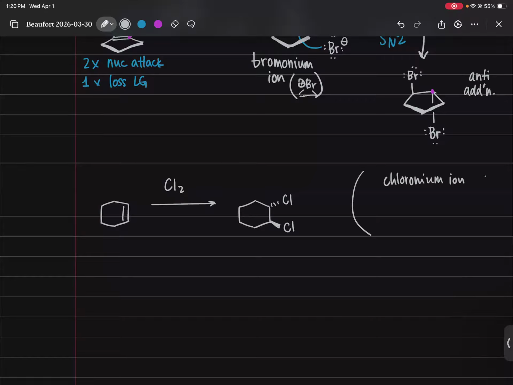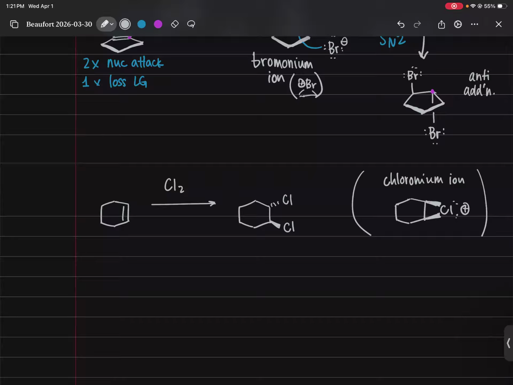Okay, so this is sort of the intermediate, and the way we would draw that is like that. So there's your top view. Okay, the ring is somewhat flat. It's actually a chair, but whatever. And then the chlorine is either coming up toward us or going back away from us.